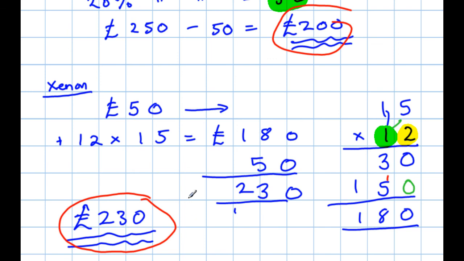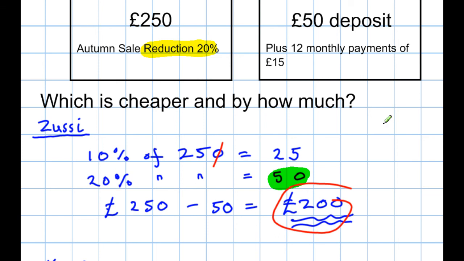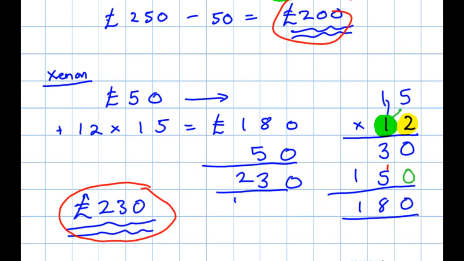Now, so I've got the cost of both the Xenon cooker and the ZCSE. But the question, don't lose the marks in the exam. Which is cheaper, and this important bit here, by how much? What's the difference? Well, the difference is £30. So write it clearly. The difference, how much one is cheaper than the other, is £30. How did I get that? I got that by looking at 230 and 200. I took the 200 away from the 230.